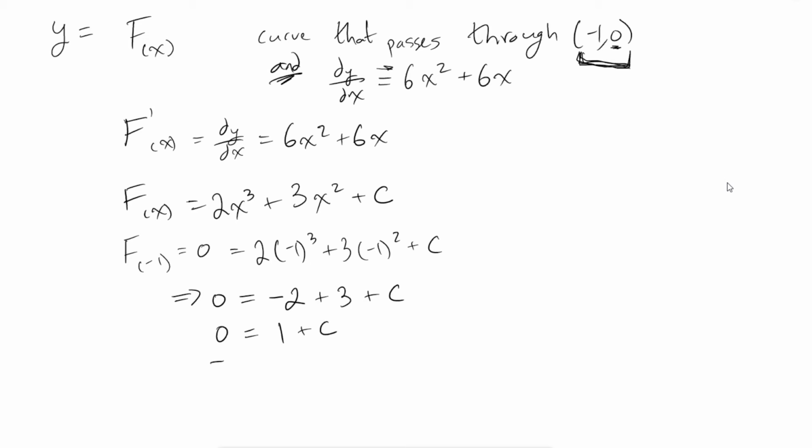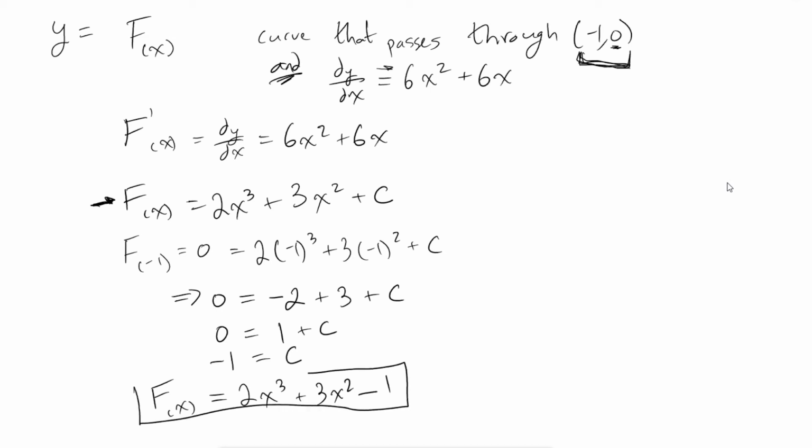Subtract 1 from both sides. I find that negative 1 is equal to c. So to find that equation, I need to put that c back into my general antiderivative equation. So f of x is equal to 2x cubed plus 3x squared minus 1, which is my answer, my function. That's equal to y, if you want to throw it in there, which is my answer.